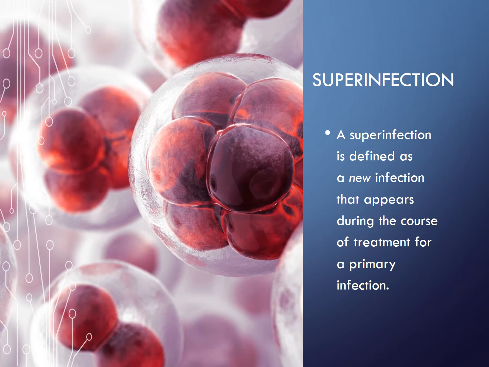When talking about the emergence of drug-resistant microbes, it's important to talk about superinfections. Now, a superinfection is defined as a new infection that appears during the course of treatment for a primary infection. New infections develop when antibiotics eliminate the inhibitory influence of normal flora, thereby allowing a second infectious agent to flourish. A common example of a superinfection is the development of vaginal candida infection in a female who's treated with a broad-spectrum antibiotic for a urinary tract infection.